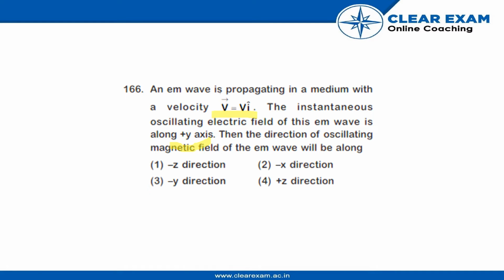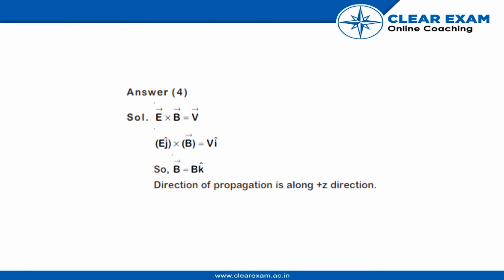So we have to tell the direction of the oscillating magnetic field. Now if we see, the formula is E cross B equals v. So E is in the j direction, that is plus y-axis, cross B equals v, which is in the i, that is the x direction. So the B vector will be in the k direction, that is along the z-axis. So the direction of the oscillating magnetic field will be the plus z direction.